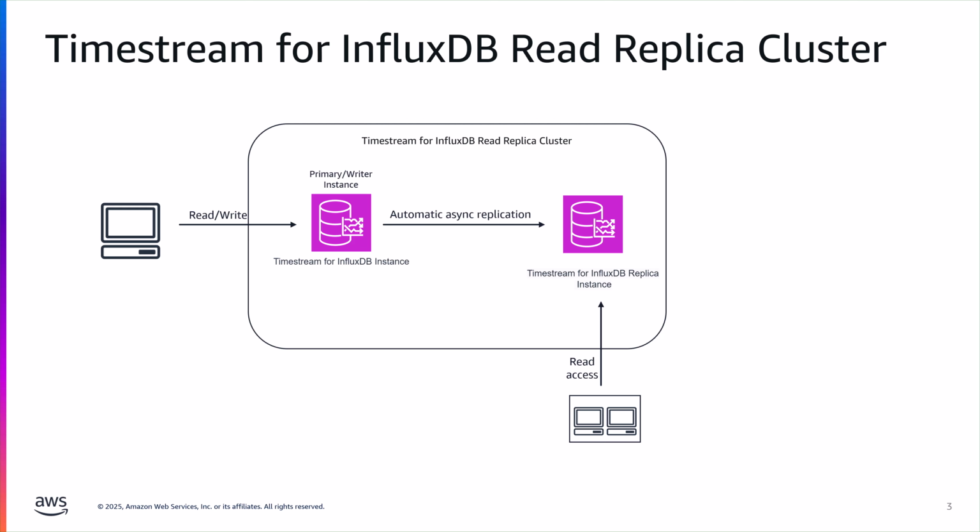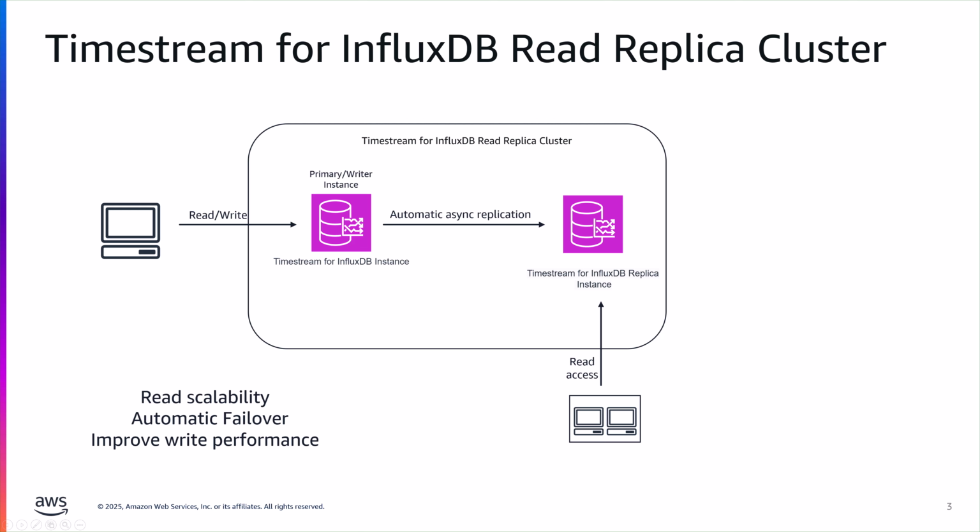When you write the data to the primary or writer instance, the data is automatically replicated in async mode to the replica instance. This could improve your read scalability and also add automatic failover capabilities, because the primary instance and replica instance are created in different AZs, and with any impact on the primary instance, the replica instance can fail over automatically. Well, this also could improve your write performance.